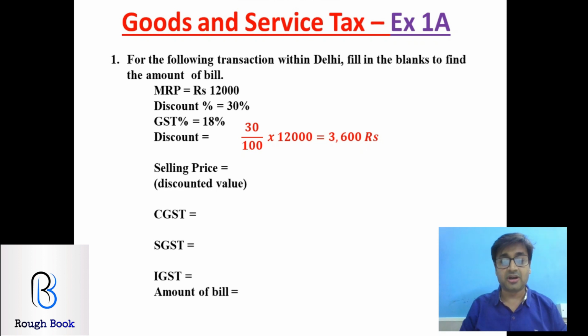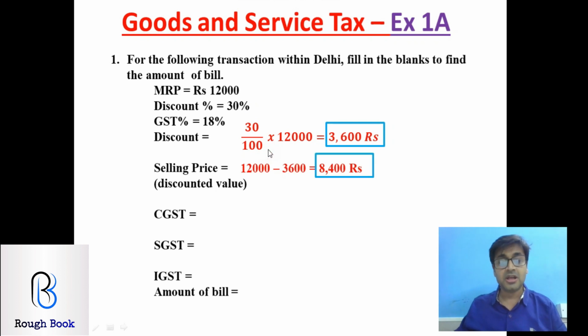So discount is 3600. So out of 12,000, which is the MRP, 3600 is the discount. So what will be the selling price? Obviously mental math you will get it. It should be 8,400. Correct? So did everyone reach here to selling price 8,400?